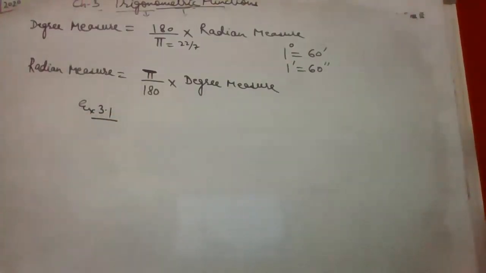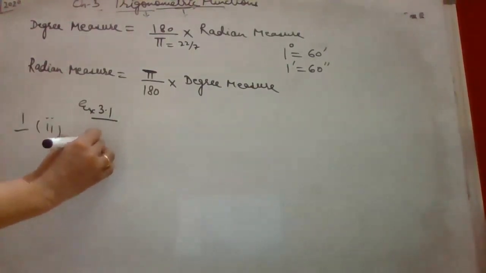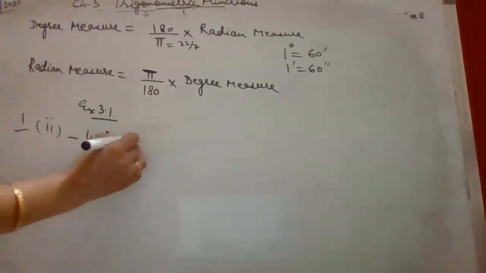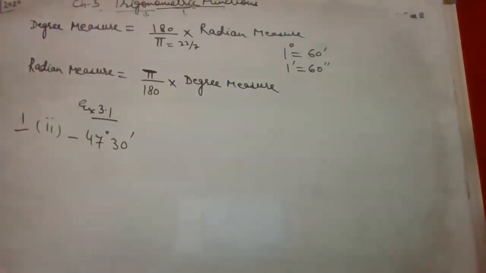Exercise 3.1. Let us take question number 1, second part. The angle is minus 47 degree 30 minutes. And I told you the minus sign will never come in calculation. Minus sign signifies that the angle is measured in clockwise direction. Clockwise direction mein angle is always taken as negative. So minus sign signifies angle is measured in clockwise direction.